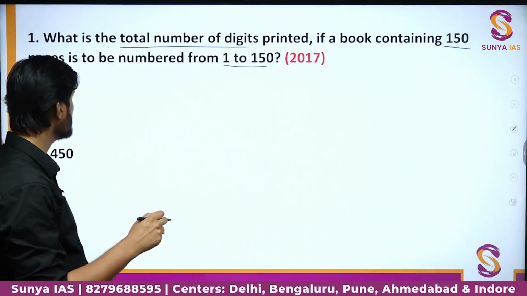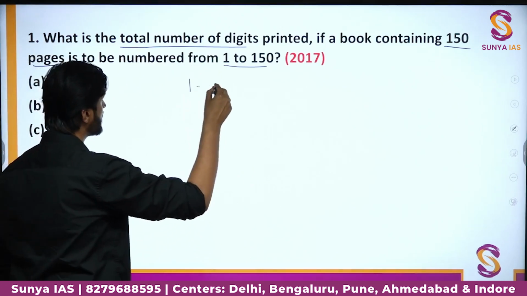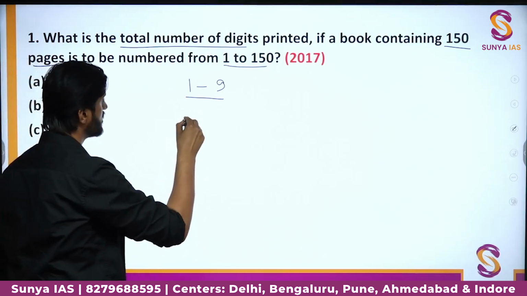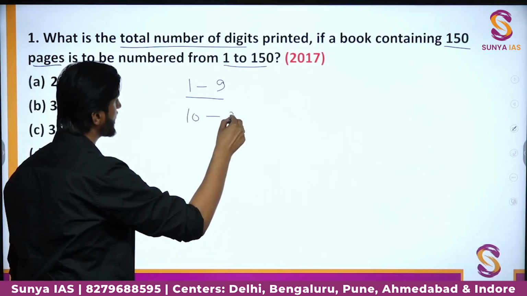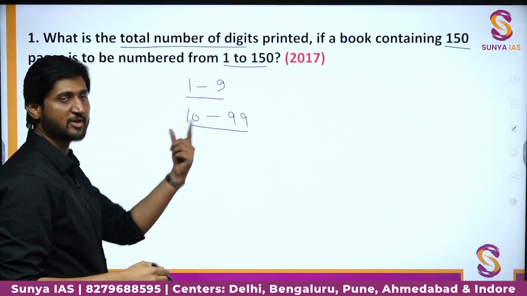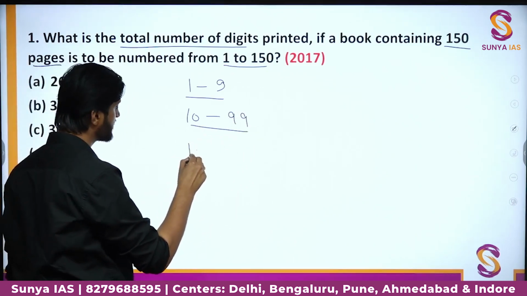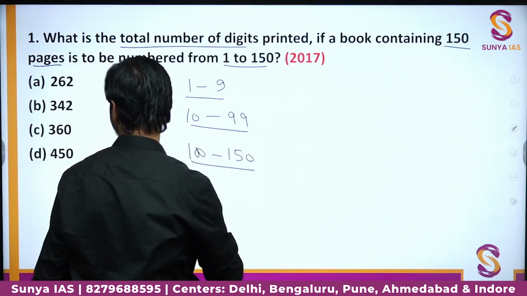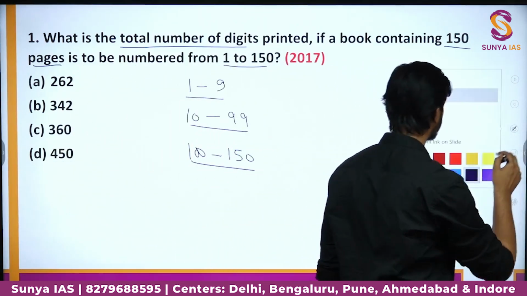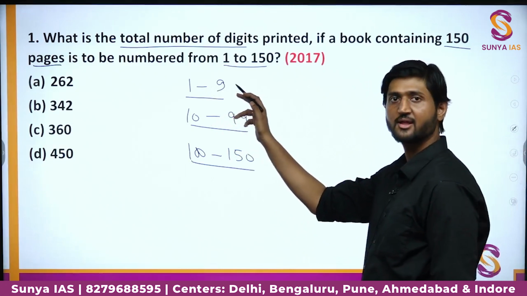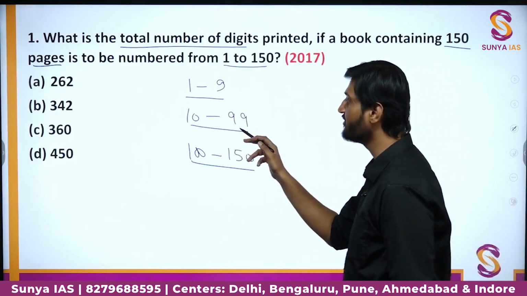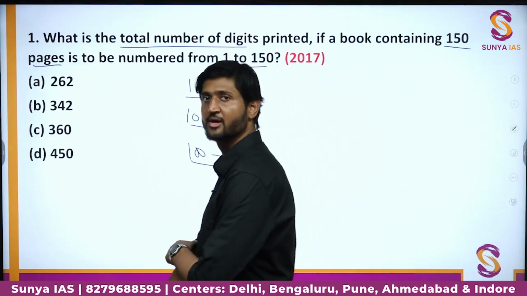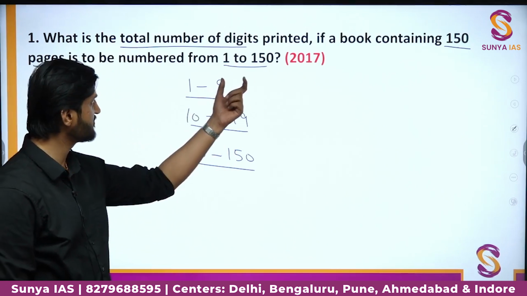So what are the page numbers? We will begin from 1 till 9 and we have these 9 page numbers. Then from 10 to 99, these will be the further page numbers, and further from 100 to 150 there will be more page numbers. As you can see, from 1 to 9 all the numbers are single digit numbers. From 10 to 99 we have double digit numbers, and here we have 3 digit numbers, right?